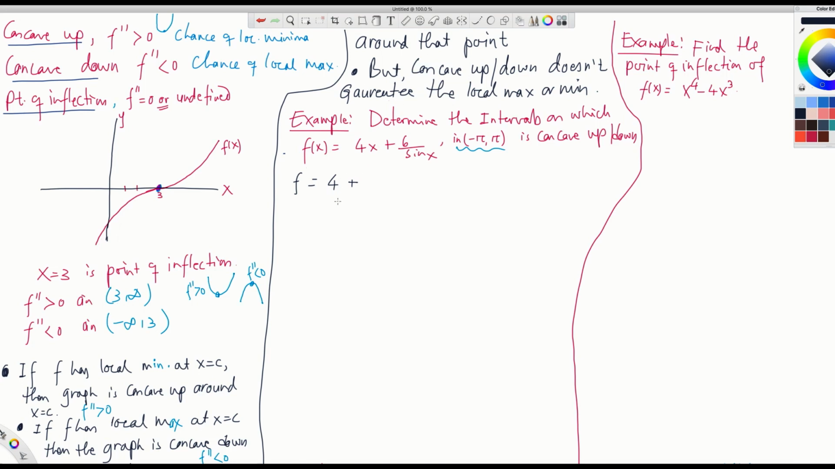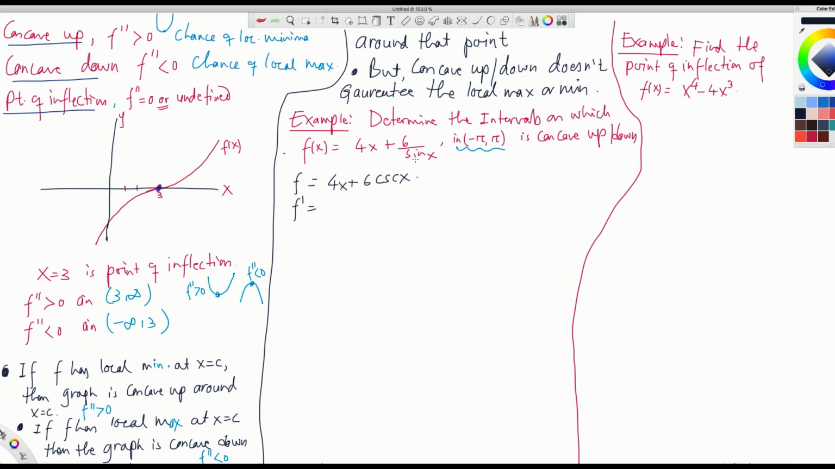f of x is equal to 4x plus 6 cosecant x, right? We know the formula of cosecant x, that's why I want to use that. So what is f prime? I don't want to use the quotient rule. If I keep that form, I only have to use the quotient rule. That's why I just write it in the simpler form.